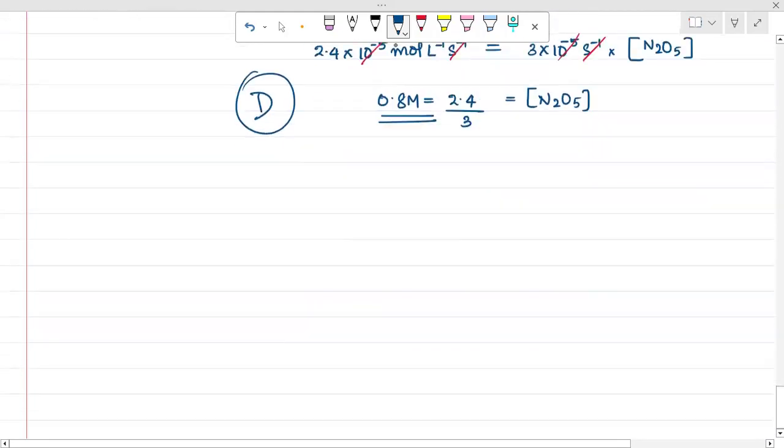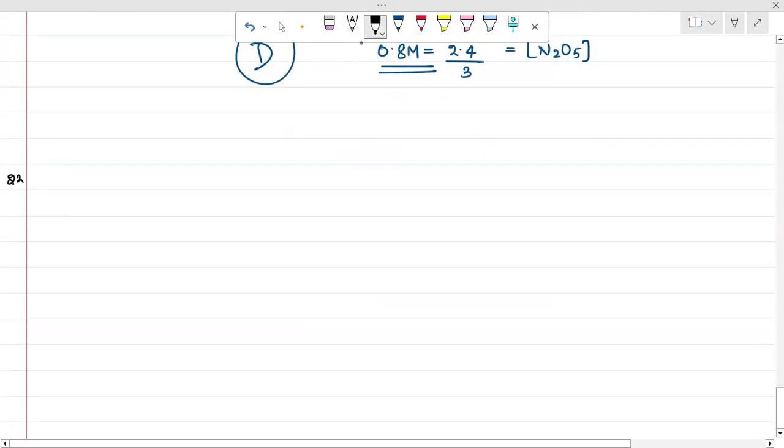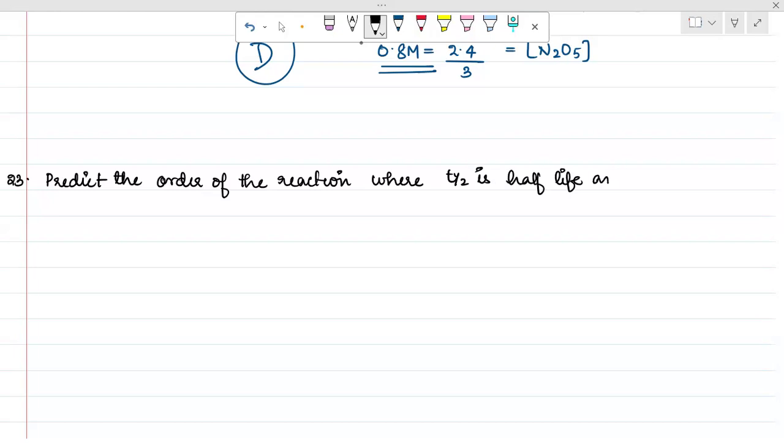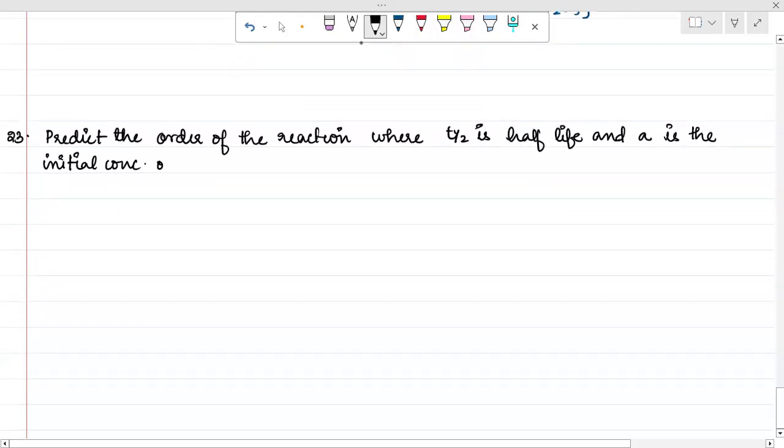Okay. Question number 23. Predict the order of the reaction where T half is half-life and A is the initial concentration of reactant.